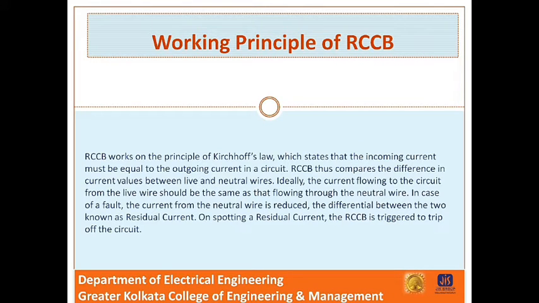Next, the working principle behind RCCB. RCCB works on the principle of Kirchhoff's law, which states that incoming current must be equal to outgoing current. RCCB thus compares the difference in current values between the live and neutral wires. Ideally, the current flowing to the circuit from the live wire should be the same as that flowing through the neutral wire. But in case of a fault, the current from the neutral wire is reduced, and the differential between the two is known as residual current. On spotting a residual current, the RCCB is triggered to trip off the circuit.